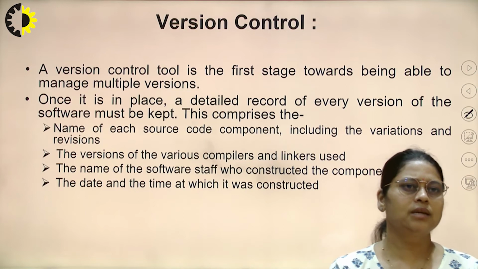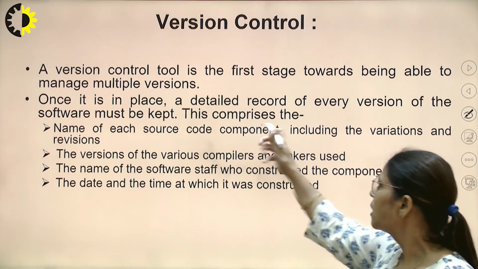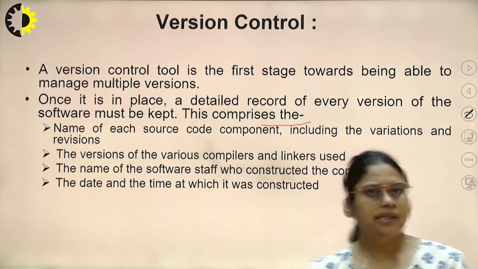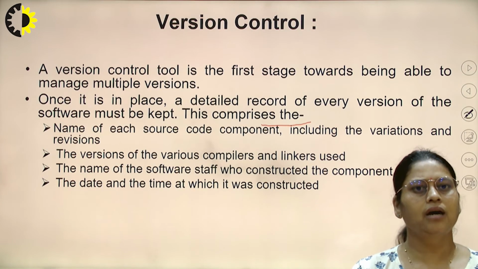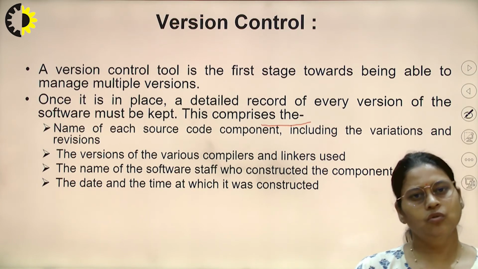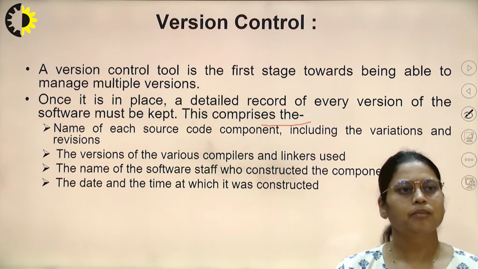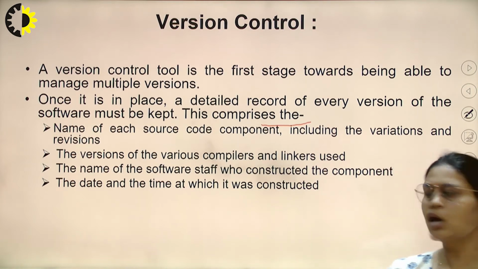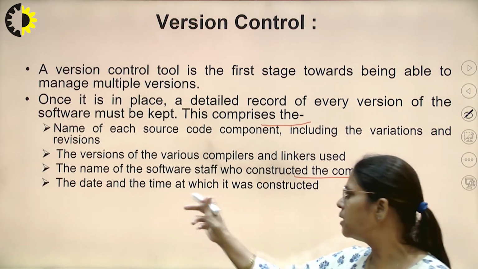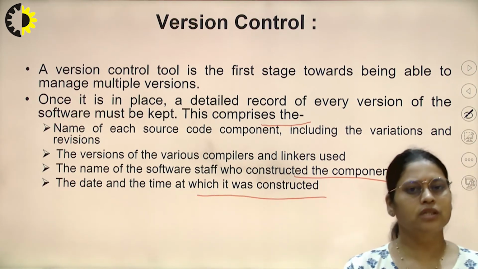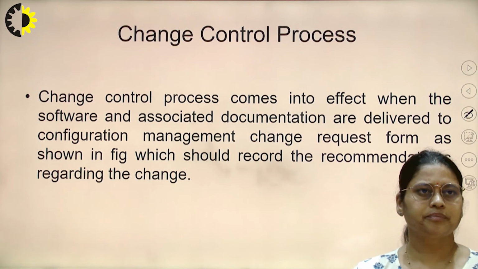Once it is in place, a detailed record of every version of the software must be kept. This comprises the name of each source component, including the variations and the revisions, so that we can easily compare the existing version with the new version. It includes the name of the software, the staff who constructed the component, and finally the date and time at which the new version of the project was constructed.